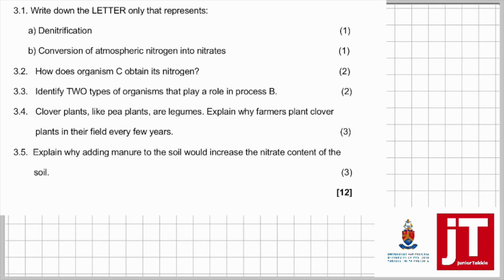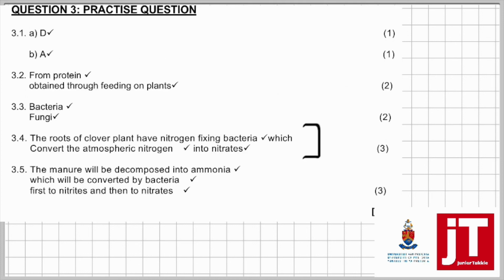Right, 3.5, the last question. Explain why adding manure to the soil would increase the nitrate content of the soil. Now, we know for 3 marks that manure has a lot of ammonia, and the ammonia will be decomposed by bacteria into nitrites and then into nitrates. And there's your answer there in the memo.